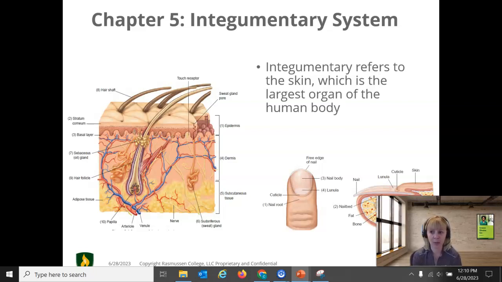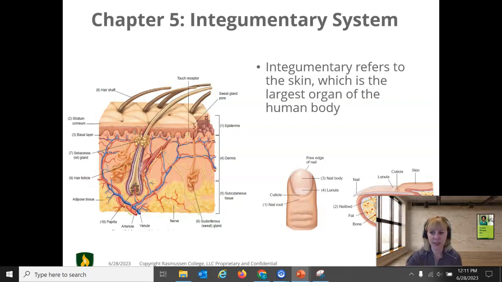Epidermis is the outermost layer of skin. Break that down and you get the prefix epi, E-P-I, which means outer, and dermis, which means skin. Dermis is the second layer of skin that lies, again, just under that epidermis.